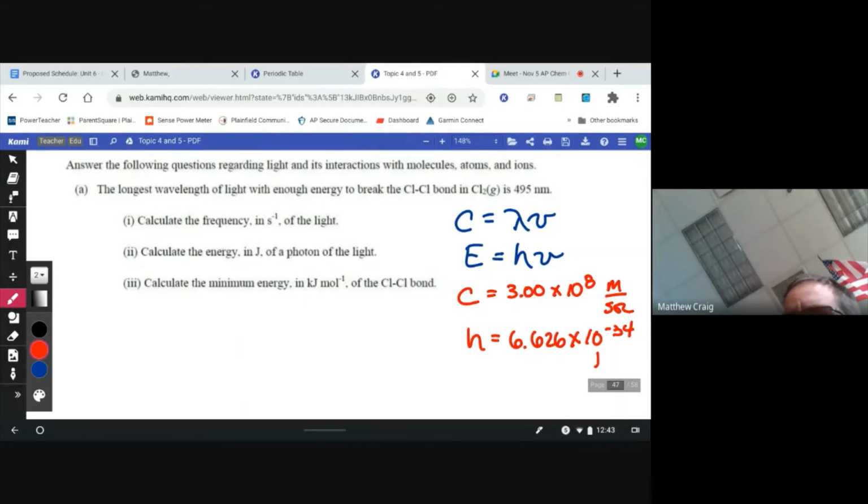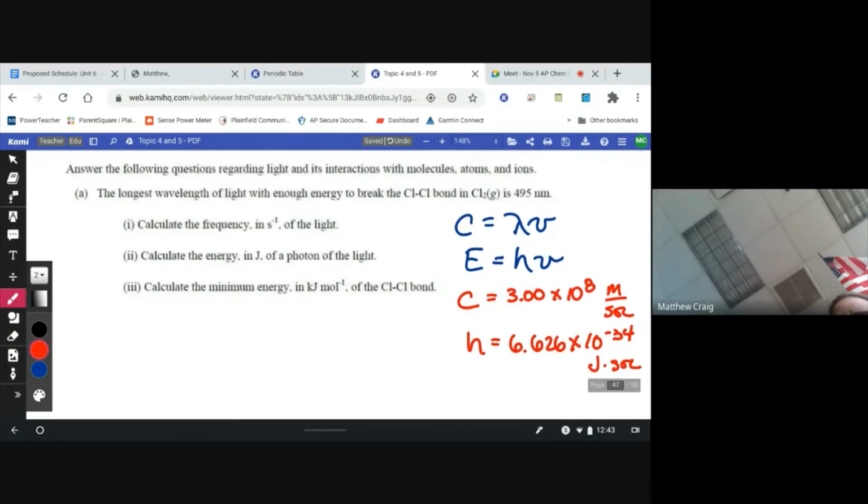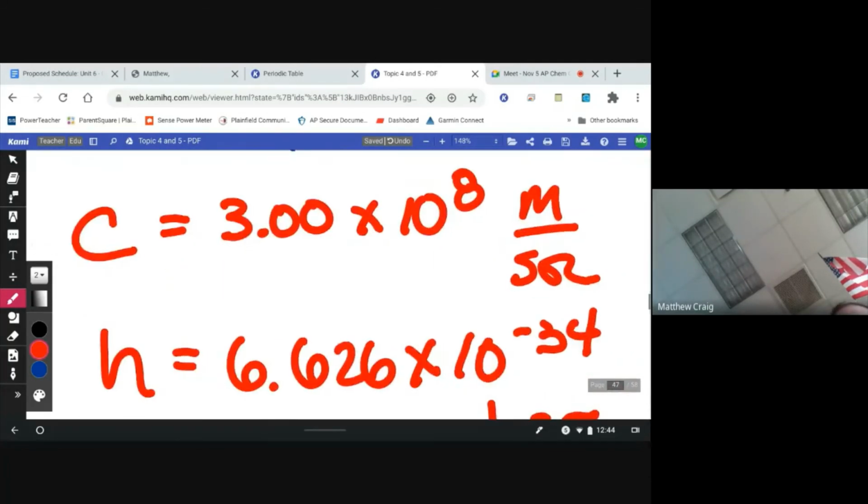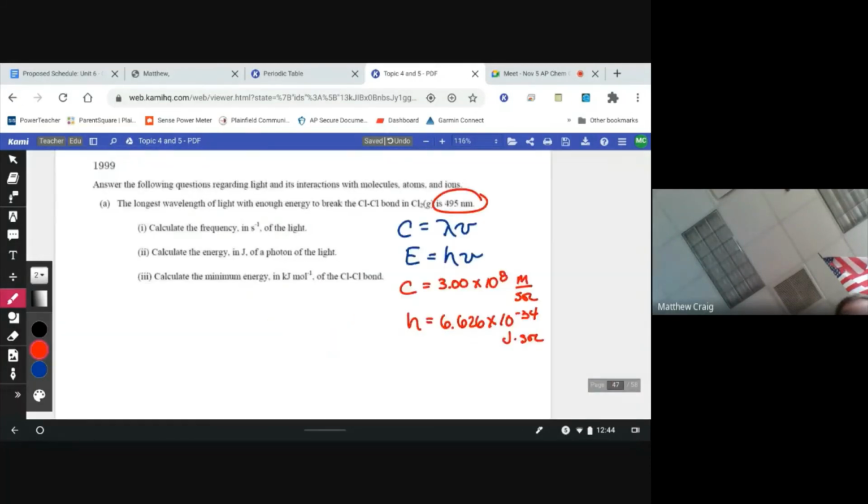So the equations you see up there, those are the only two we care about. You're also given two constants, speed of light and Planck's constant, which are on your equation sheet, top left corner of one of the equation sheets. So if you're looking for frequency, what must we do to nanometers? Got to be in meters because speed of light is in meters per second.